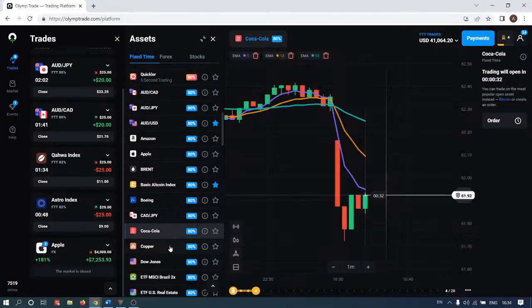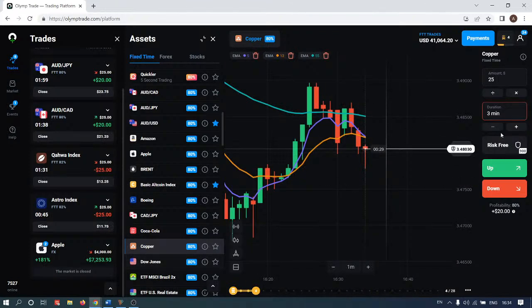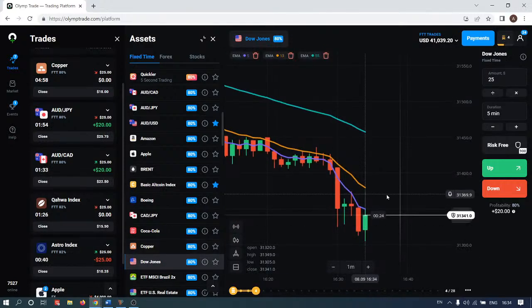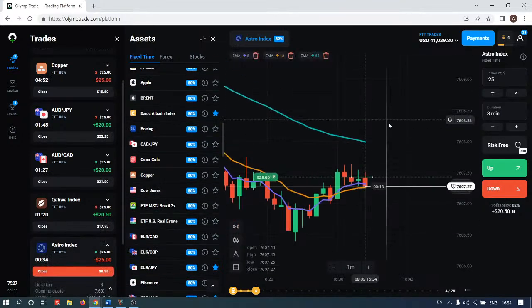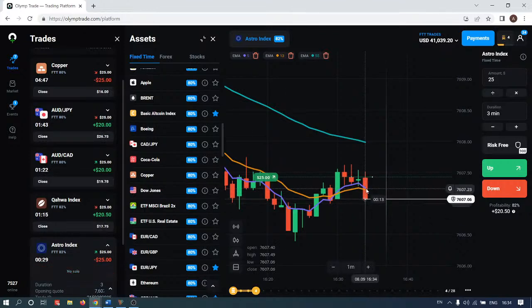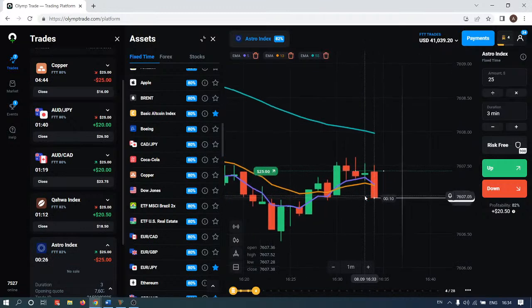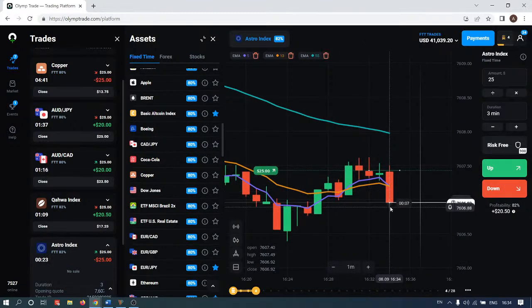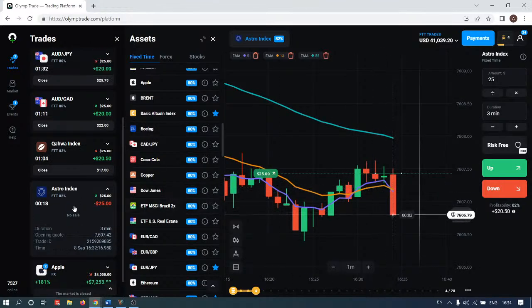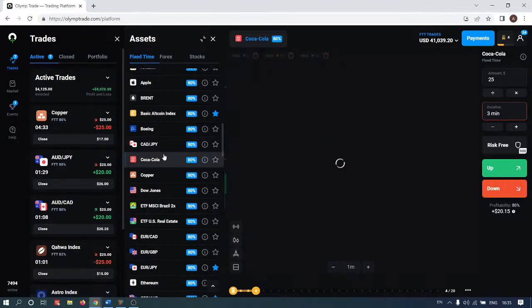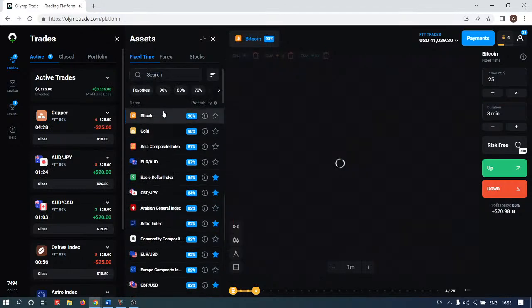So, copper, let's try a copper 5 minutes trade. I kind of want to close this trade on Astro, but yeah, okay, so now I don't think I have any chance of winning here, but 5 seconds ago it looked pretty promising. It still looked pretty promising. Right, so going back.